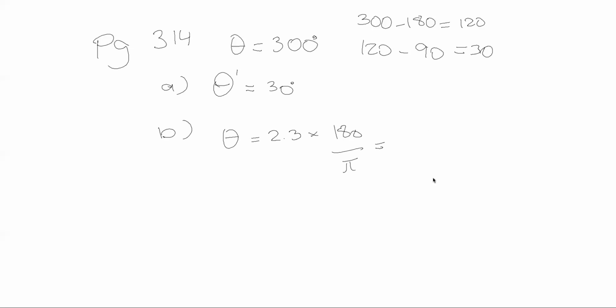180 times 2.3 is 414 degrees. And then pi is approximately 3. Let's round that down to 3. 414 divided by 3 is 138. So we have 138 degrees, and then we know that that's in quadrant 2, so we want to subtract 90 from that. 138 minus 90 is 48. So theta prime, in this case, would be a 48-degree angle.